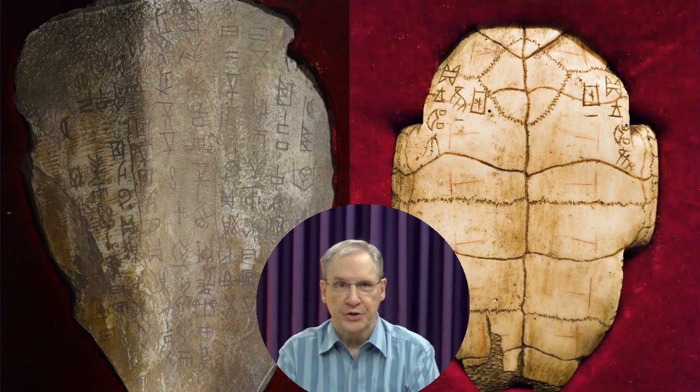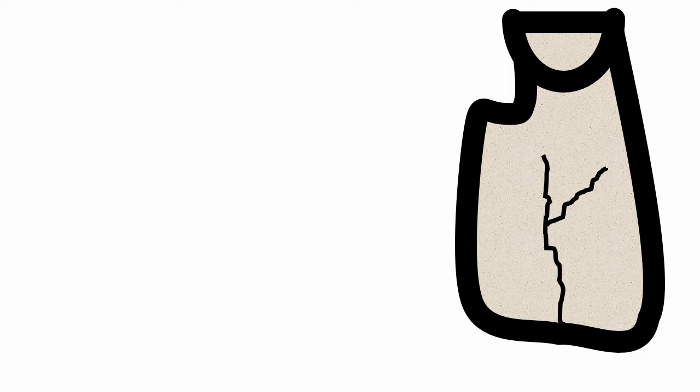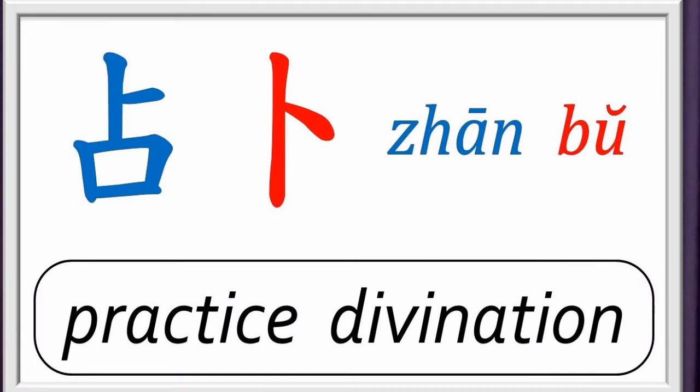These 3,000-year-old oracle bone inscriptions are the earliest surviving fragments of Chinese writing. The simple character depicting the process of consulting an oracle is pronounced third tone, bu. It's generally used in conjunction with our next character, which adds a mouth to indicate the oral interpretation of the cracks. This new character is pronounced first tone, zhan. Together we have the expression zhan bu, to practice divination.